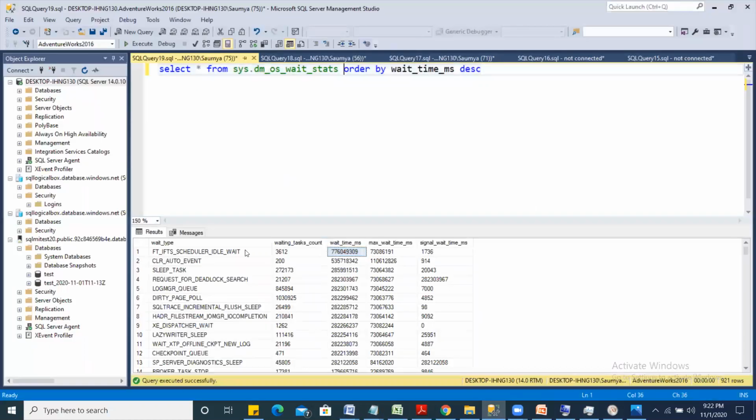So I sorted my output on this. There are some wait types which are related to system events, and we don't have control on that. So I'm not looking at that. We cannot even tweak that. We cannot tune those.